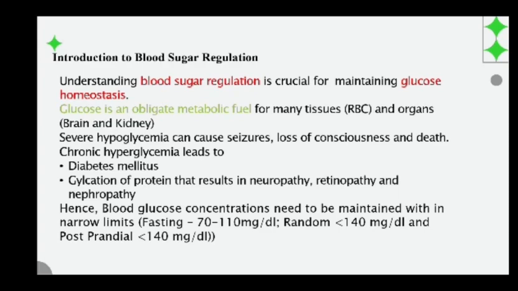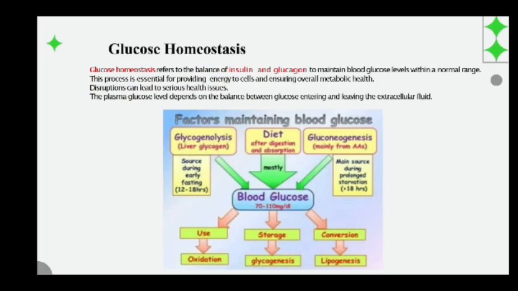Hence, blood glucose concentration needs to be maintained within narrow limits, which is, in case of fasting, 70 to 110 mg per dL. In case of random blood sugar, it is 140 mg per dL, and postprandial also it is 140 mg per dL. Glucose homeostasis is a term which refers to the balance of insulin and glucagon to maintain blood glucose level within a normal range. The process is essential for providing energy to the cells and ensuring the overall metabolic health. Disruption can lead to serious health issues.